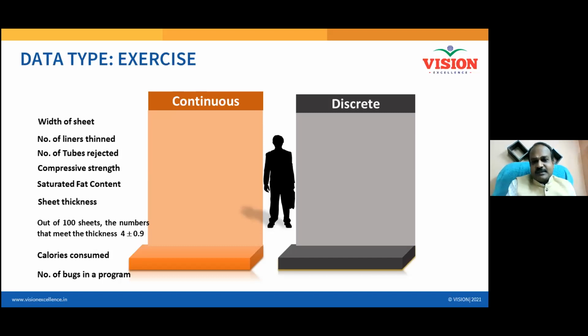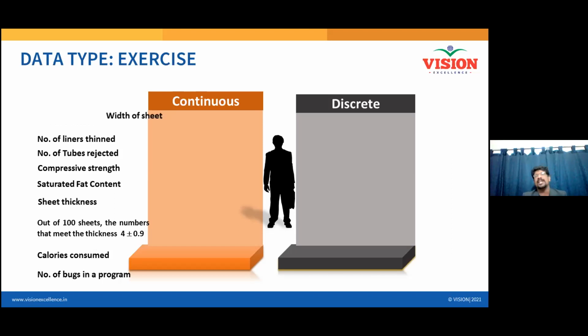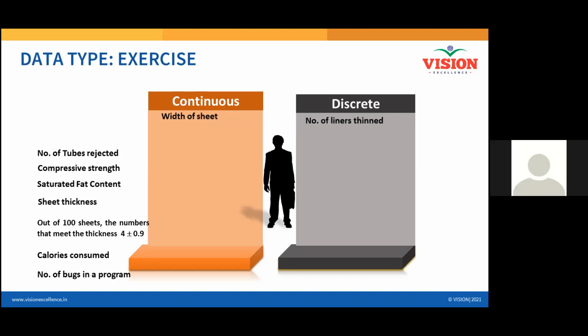Now, first one, width of the sheet. Tell me, is it continuous or discrete? Continuous. That's good. What about the next one? Number of liners. Discrete. Yeah, number of liners. It is a countable one. You can have a finite numbers. Okay, the discrete.